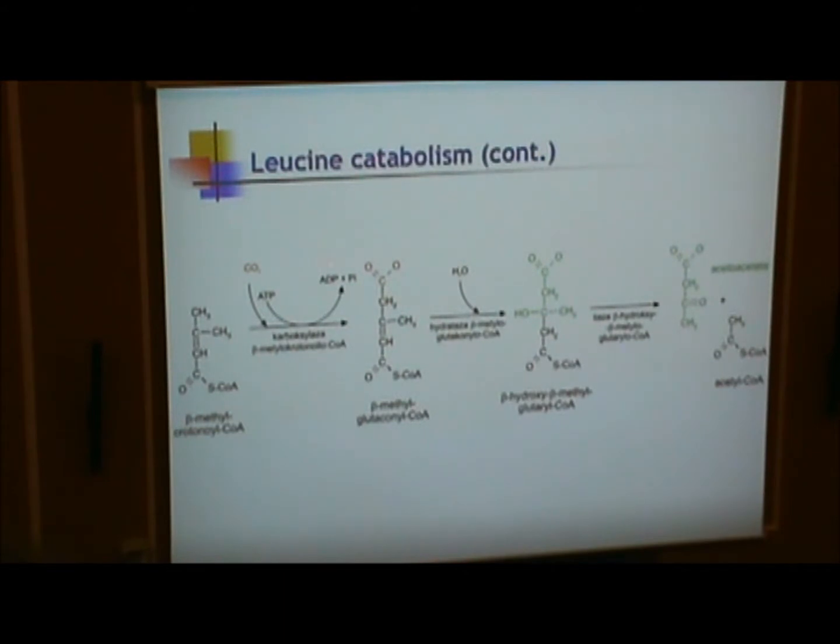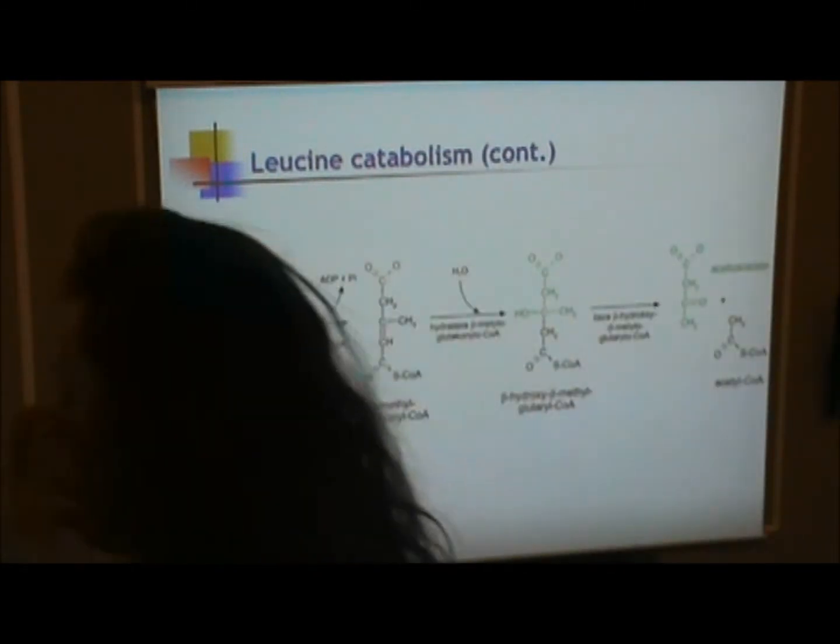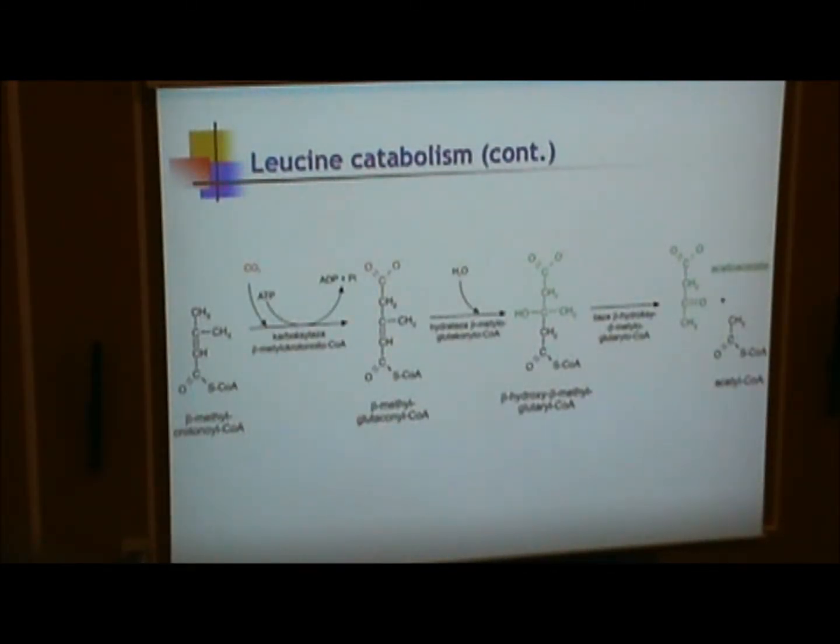ATP converts into ADP and inorganic phosphate. Carbon dioxide interacts with this carbon, forming a carboxylic group. The beta-methylcrotonyl coenzyme A converts into beta-methylglutaconyl coenzyme A.